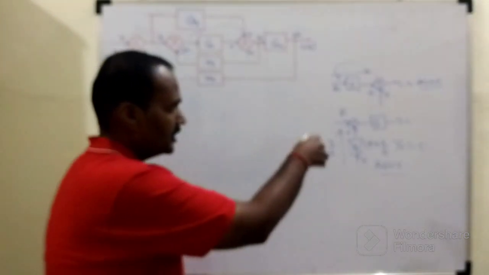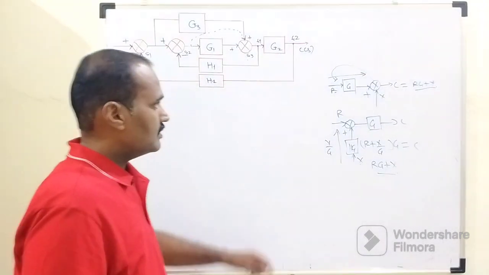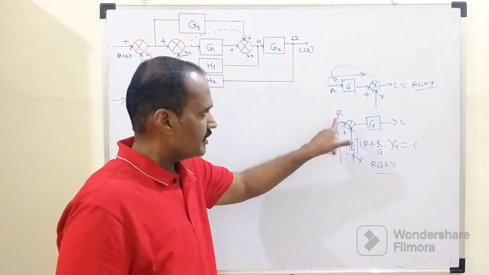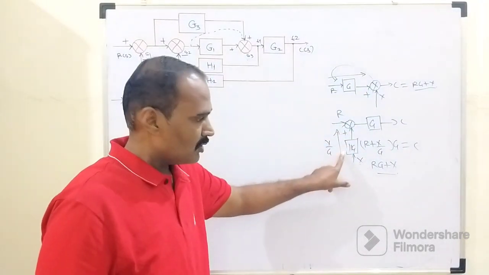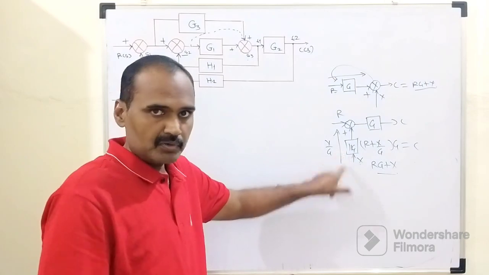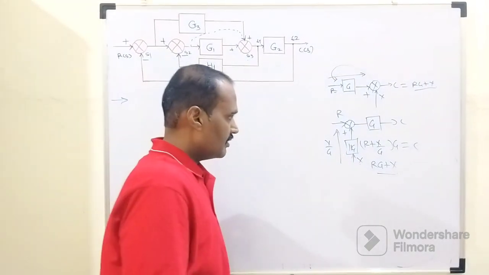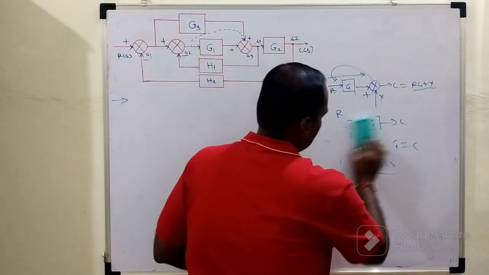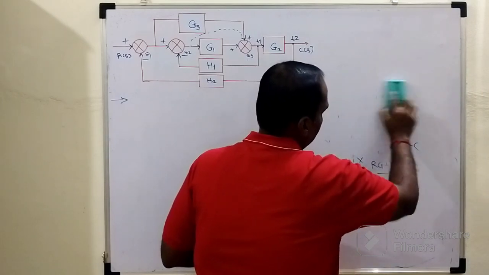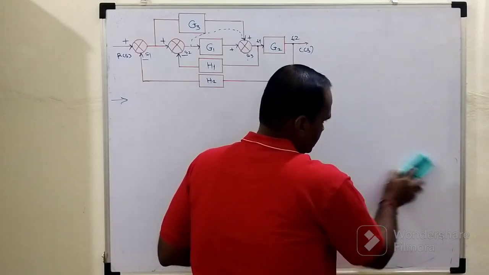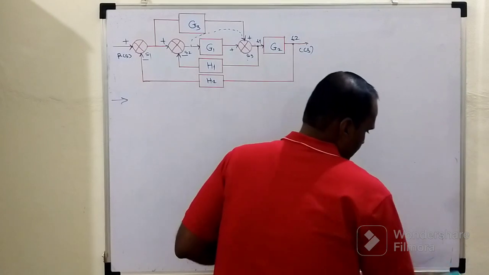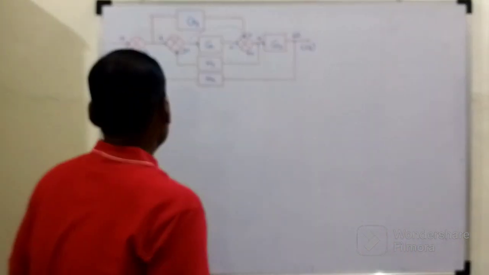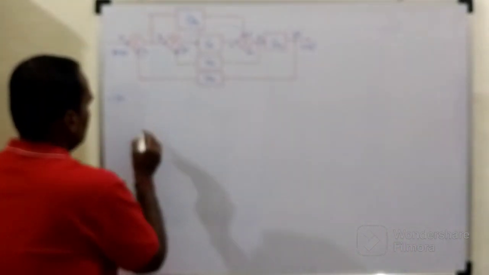So according to this phenomenon, when the summing point is being shifted before this block, one more block is added whose gain is the reciprocal of the original one. The same thing we need to follow here. For the sake of the moment, I will erase this reduction rule. Once we know it, it is clear to us. Now this block diagram will be modified here.